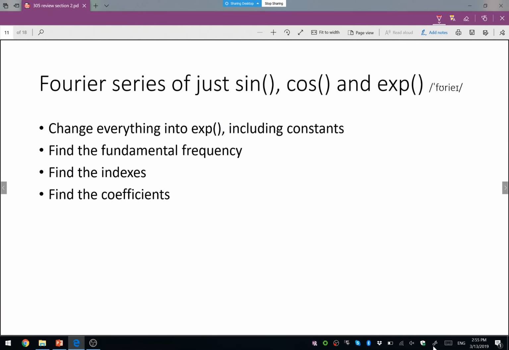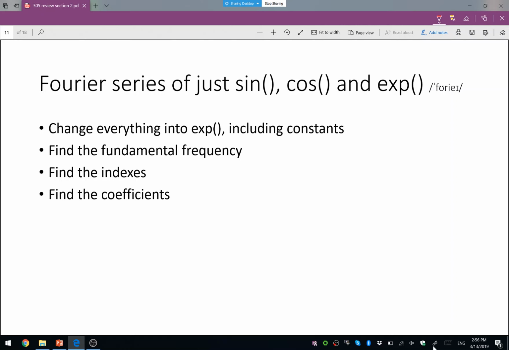So let's do some Fourier series problems. The first kind of problem is where there are only sines, cosines, and exponentials. These are the steps for trying to solve this problem. If you see a problem given like, this is the signal, do the Fourier series, and inside the signal you only see constant, sine, cosine, and exponential as its components, you can use this way.